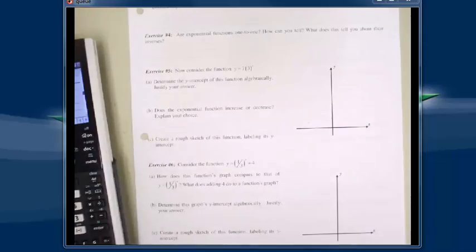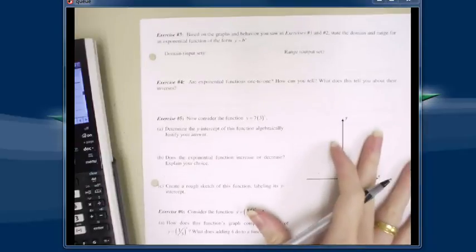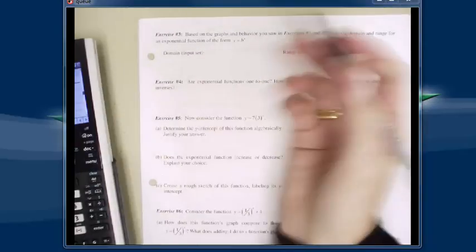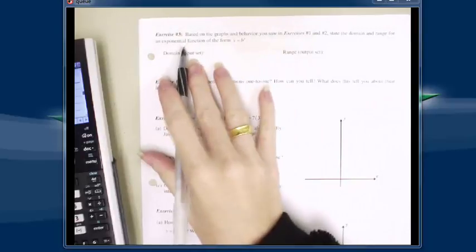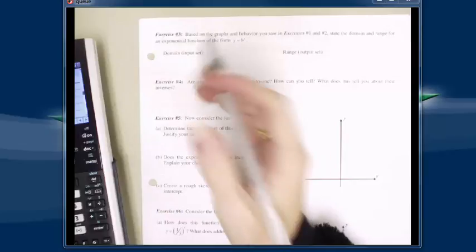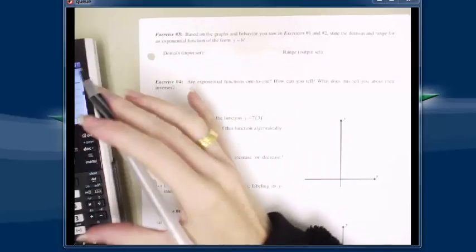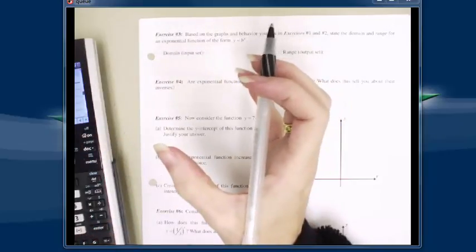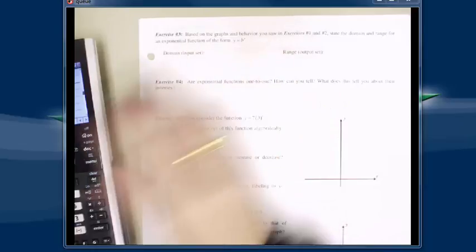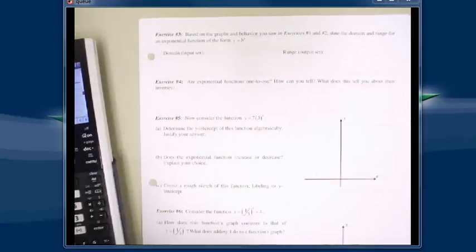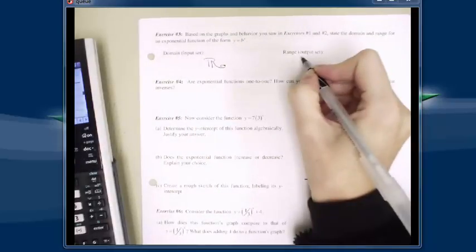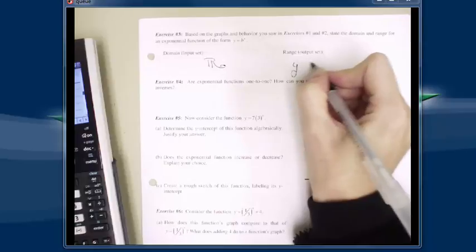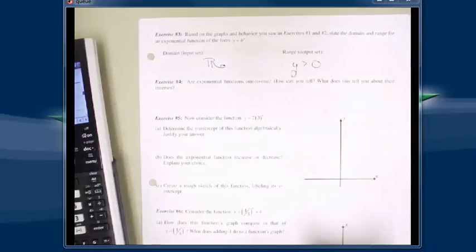Now we're going to look at page 20, and we're going to be talking about domain and range. When I looked at these two graphs, the 2 to the x and the 1/2 to the x, they both stayed above the x-axis. The domain was all real numbers. There was nothing that did not have a value. So we'll say the domain is all real numbers, and the range is y is greater than 0.